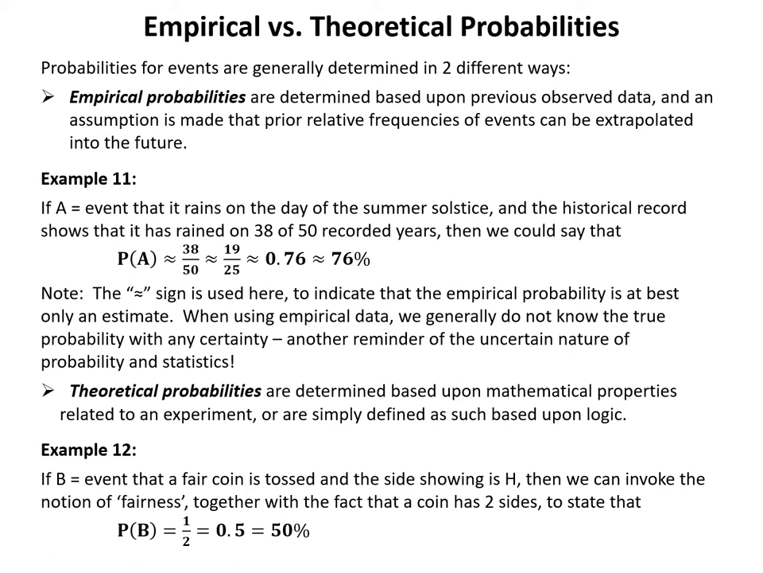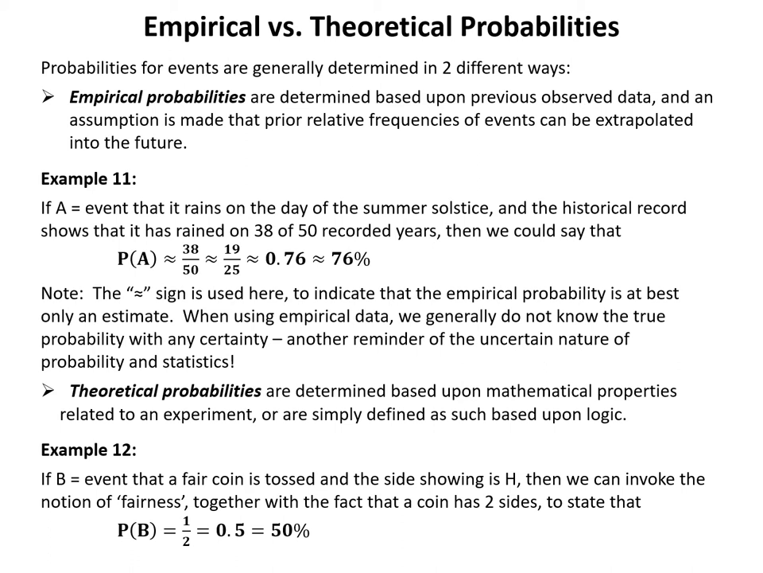In example 11, A is defined as the event that it rains on the day of the summer solstice. And if the historical record shows that it has rained on 38 out of 50 recorded years on the summer solstice, then we could say that the probability of event A is approximately equal to 38 over 50 or 19 over 25, which equals 0.76 or 76%. Now note, we use the wavy equal sign here to indicate that the empirical probability is at best only an estimate. When we're using empirical data, we generally don't know the true probability with any certainty. And once again, it's another reminder of the uncertain nature of probability and statistics in general.